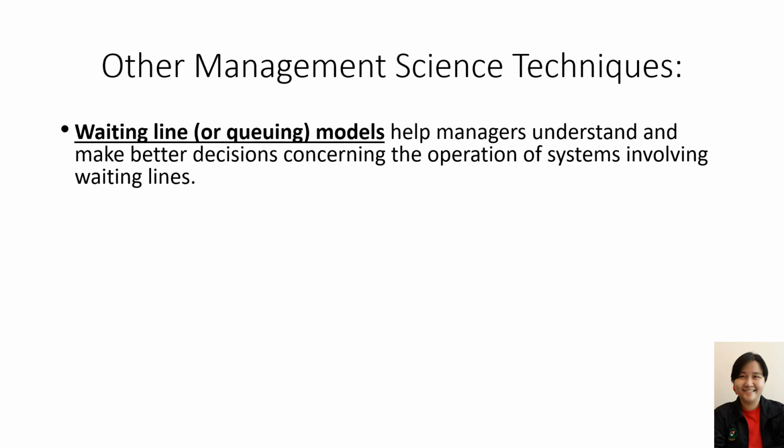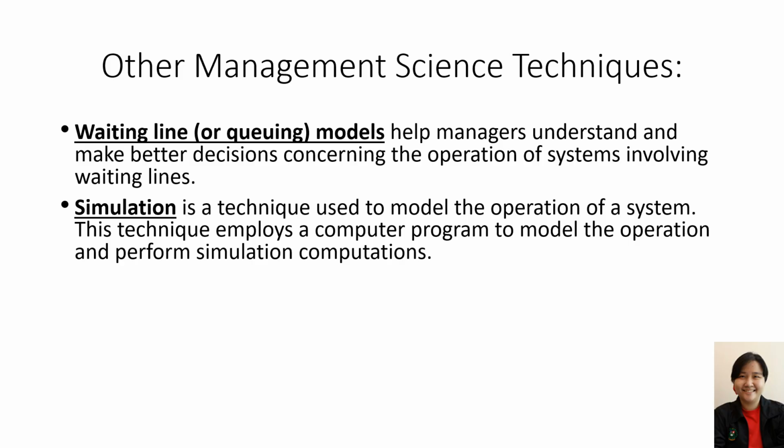Next, we have waiting line or queuing models. These are constructed so that queue lengths and waiting time can be predicted. This is important, especially when providing a service, because if the waiting time is too long, it can detrimentally affect customer satisfaction. Then we have simulation. Simulation is a technique using a computer program designed to predict the behavior or outcome of a real-world or physical system.